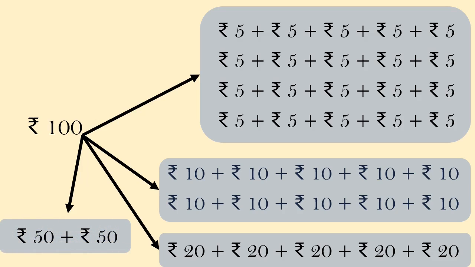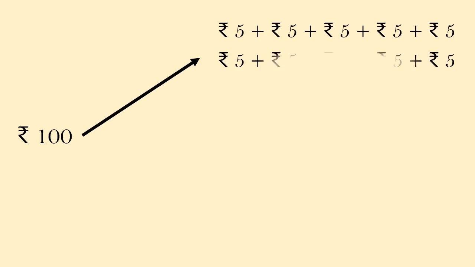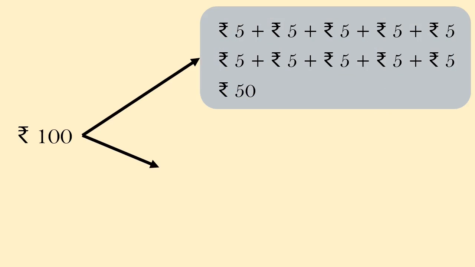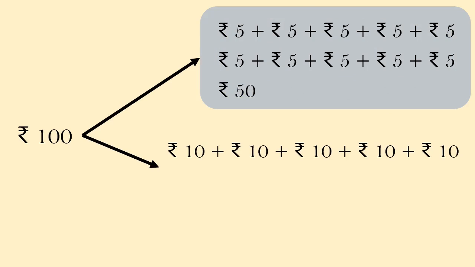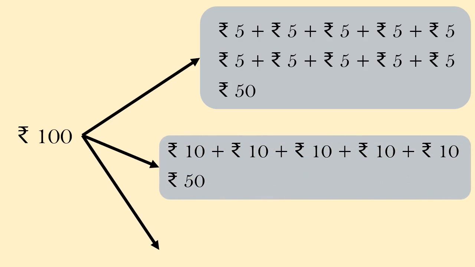Now, you could also get a combination of these notes. Okay, let me give you an example. You have the 100 rupee note. You could, let's say, get 10 5 rupee coins and one 50 rupee note. Or you could get 5 10 rupee notes and one 50 rupee note. Or you could get one 10 rupee note, two 20 rupee notes and one 50 rupee note.